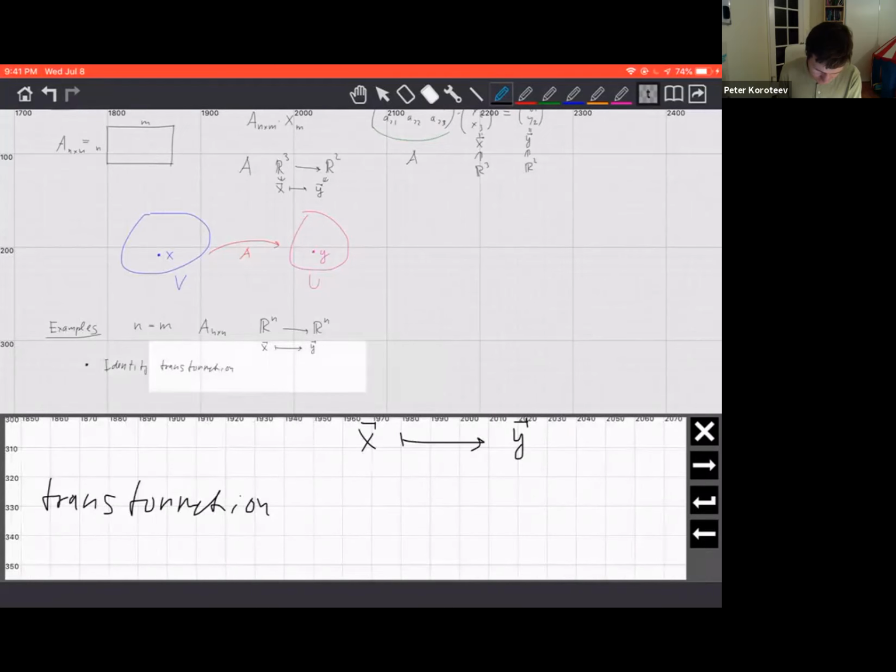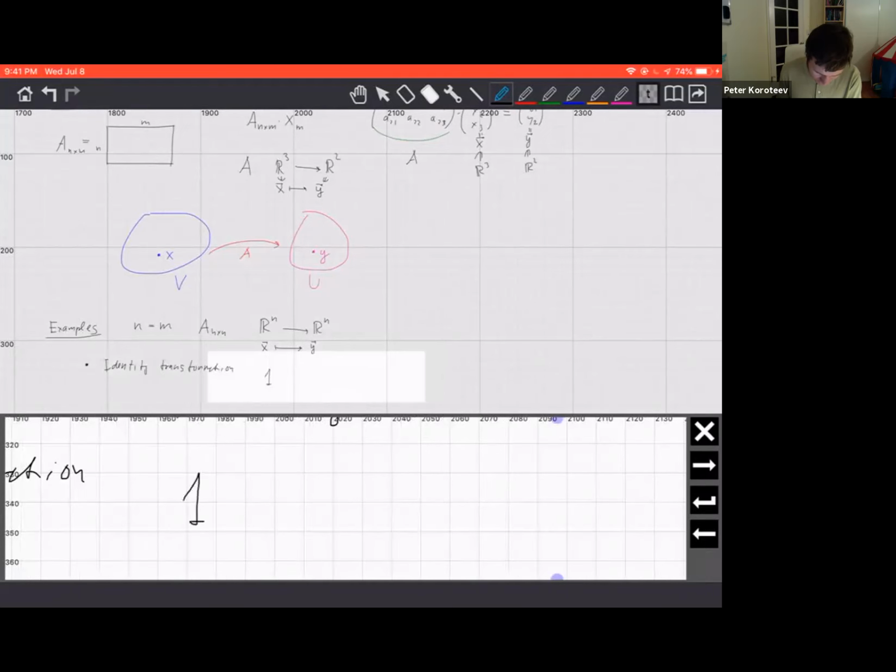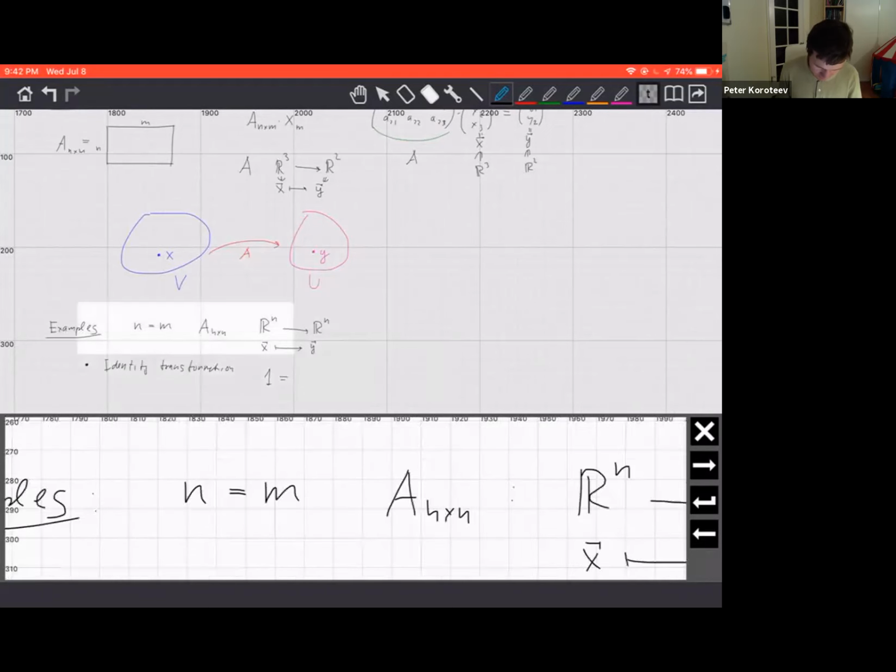Right, and it's given by the matrix. We can call it 1 or I. So 1 is like a matrix. It's a big one. And again, for simplicity of exposition here, let's say that it's a two-dimensional space. So n is equal to m is equal to 2. So x and y are both two-dimensional vectors.